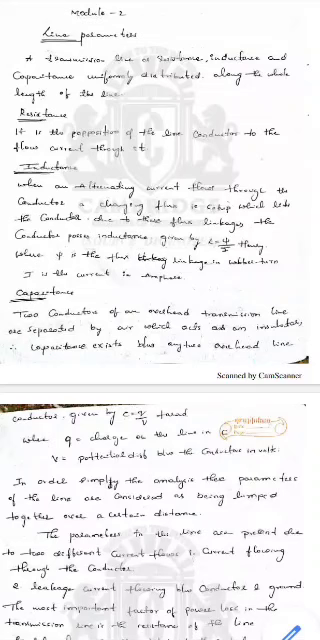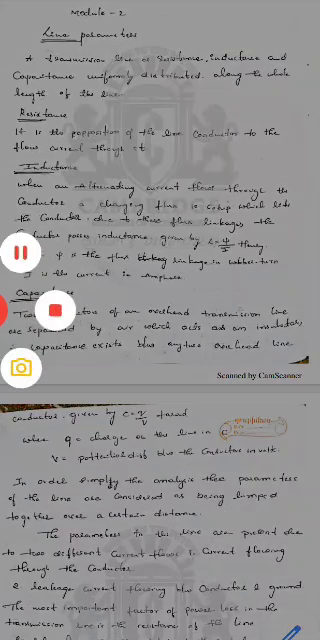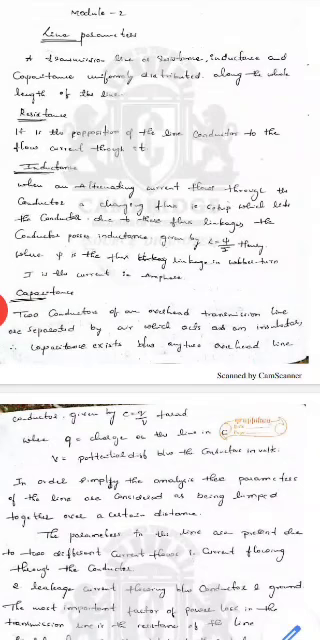So that is what, with respect to transmission lines, the capacitance can be defined as: the two conductors of the overhead transmission line are separated by air, which acts as an insulator. What is the meaning of this?